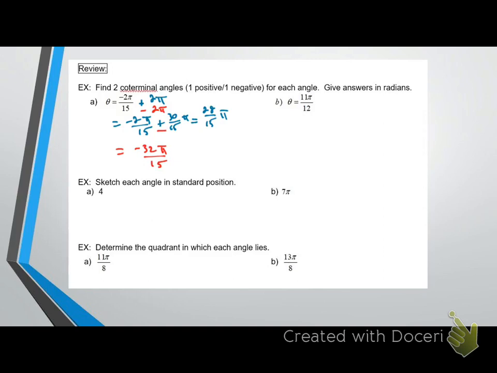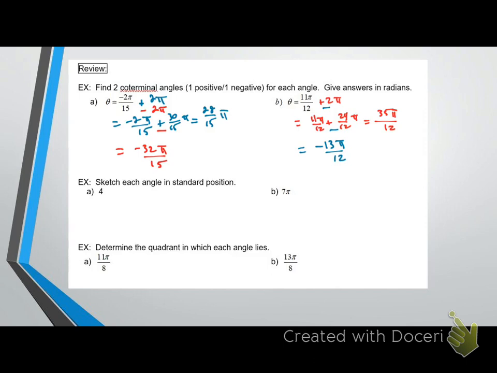Stop the video and try B. Okay, so we're adding 2 pi here, which is the same thing as adding 24 over 12 pi, which is 35 pi over 12. And then we want to subtract 2 pi. So now I'm going to subtract 11 minus 24 and get negative 13 pi over 12.